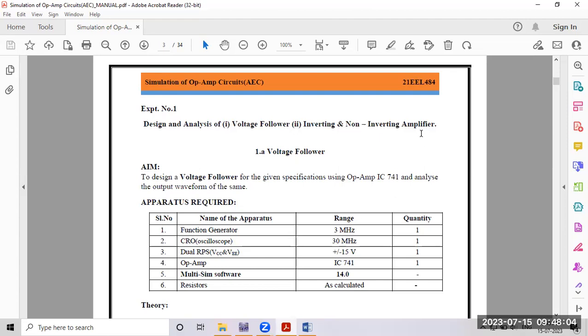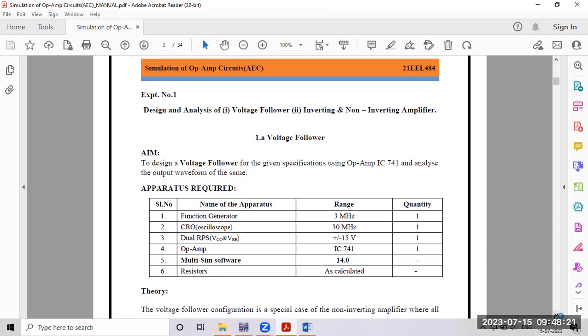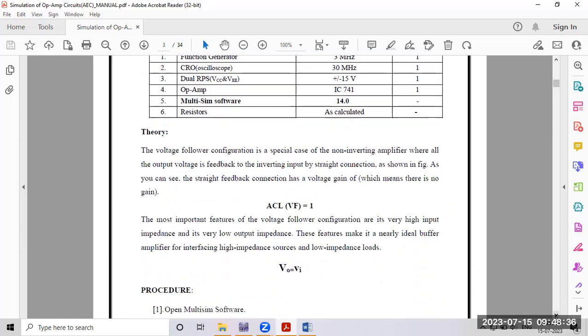In the last video, we discussed the voltage follower with design. We designed the circuit manually and in the Multisim software, and we saw the outputs. In this session, we continue with our first experiment, that is the design and analysis of voltage follower, inverting and non-inverting amplifier. Let's discuss both amplifiers, inverting and non-inverting.